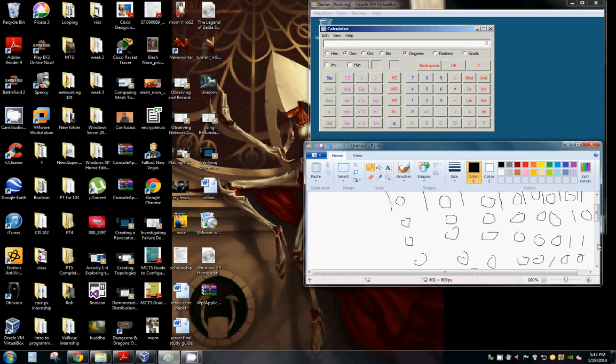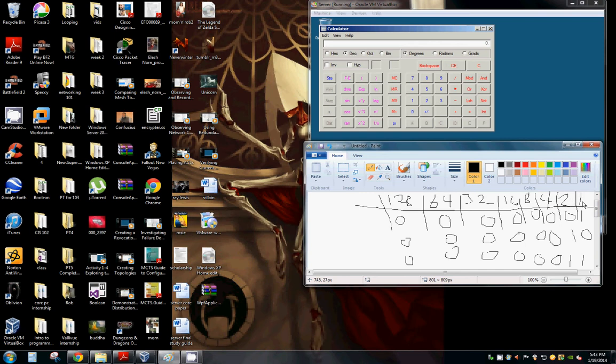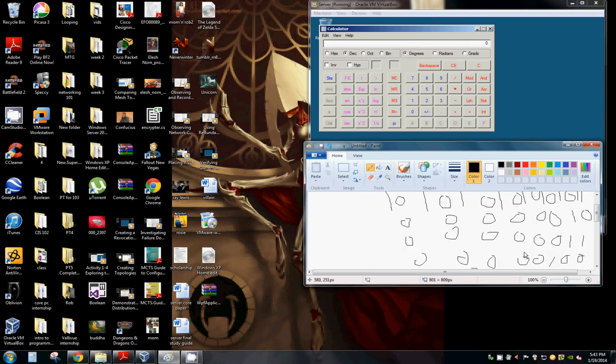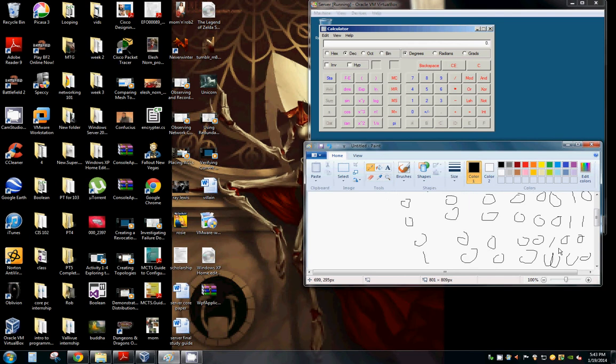Here's 2 and here's 3. For 3, you can have 1 of the 2s and 1 of the 1s, and 0 of everything else. 4 is just 1 of the 4s, and then no 2s, no 1s, etc. So you just fill in the blanks of what you need.